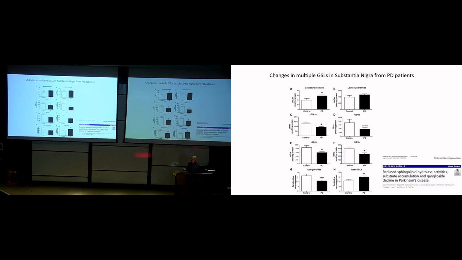But to our surprise, we found that there were several other changes in glycosphingolipids, and most of these was actually a loss of normal levels of these complex charged gangliosides. So we had multiple perturbations in the pathway, not just at the level of glucosylceramide.